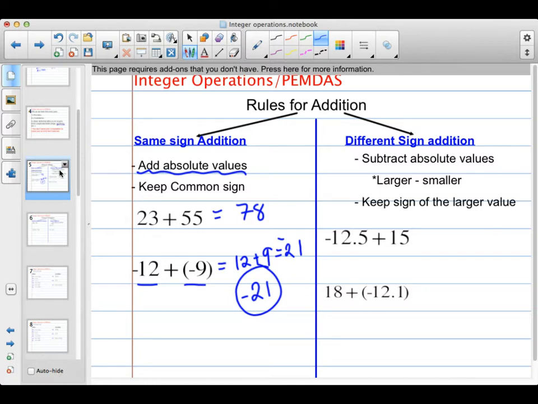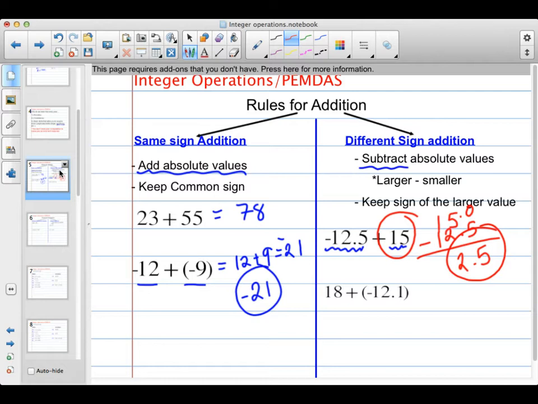You notice here we've got a number that is negative plus a number that is positive. So that's how we tell that this is different sign addition. In this situation, we're going to subtract absolute values. Usually the rule is, take the smaller from the larger. So we take the larger minus the smaller, if you want to phrase it that way. In this case, the number 15 is our larger value. So we are just going to simply take 15 minus 12.5, do some subtraction. This should get us 2.5. And then we keep the sign of the larger value. So in this case, between 15 and negative 12.5, the larger value is positive. Our answer would be a positive 2.5.